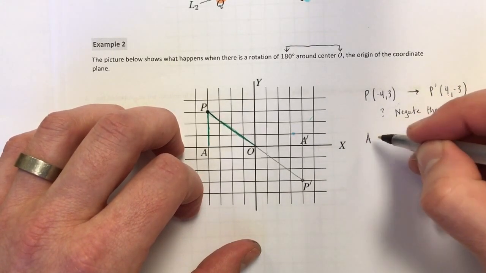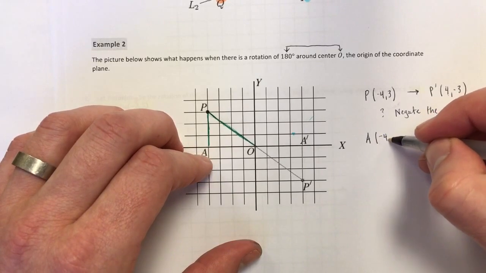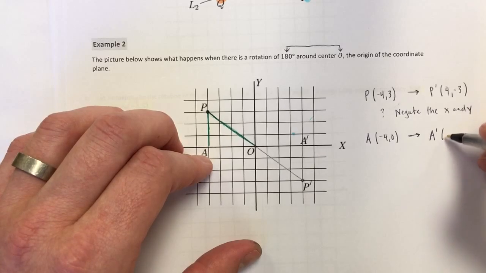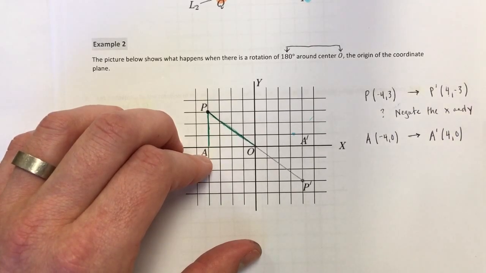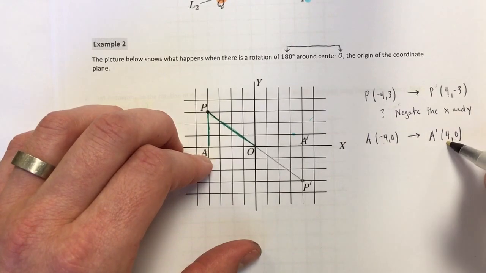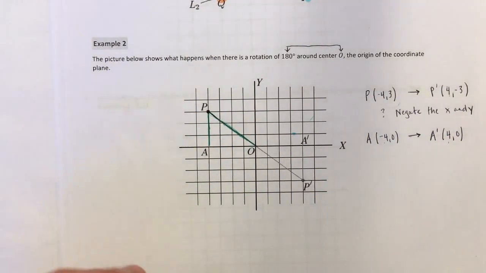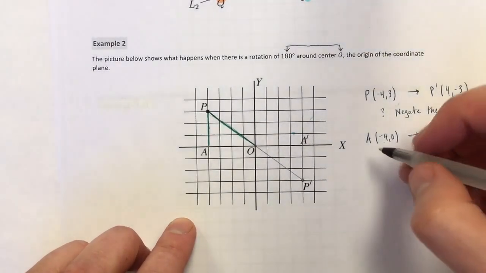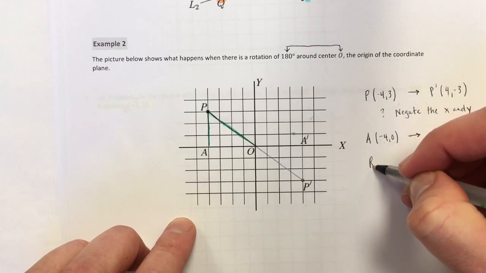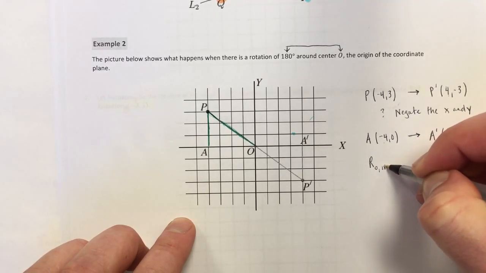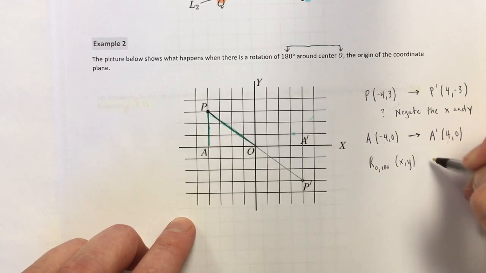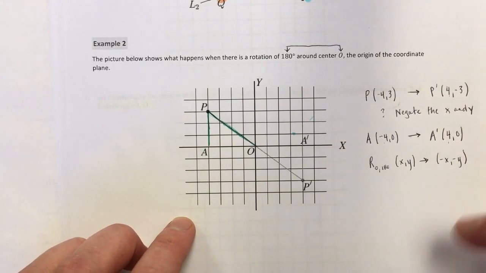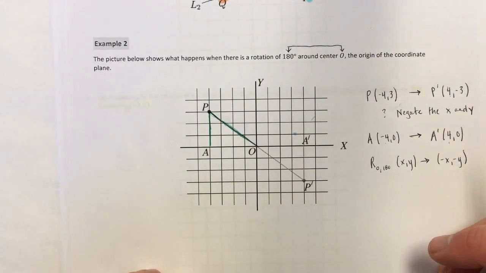And so just double check it. Well, A is (-4, 0). That maps to A prime, which is (4, 0). The negation of -4 is +4. The negation of 0 will still maintain 0. So I kind of have an idea that when I have a rotation about the origin of 180 degrees for (x, y), the result will be (-x, -y). And we can continue to check this and then ultimately make a declarative statement.